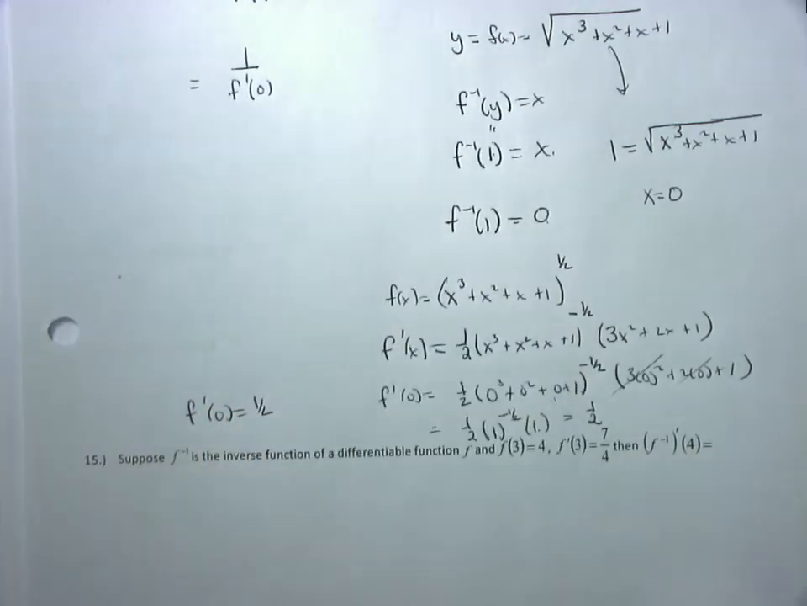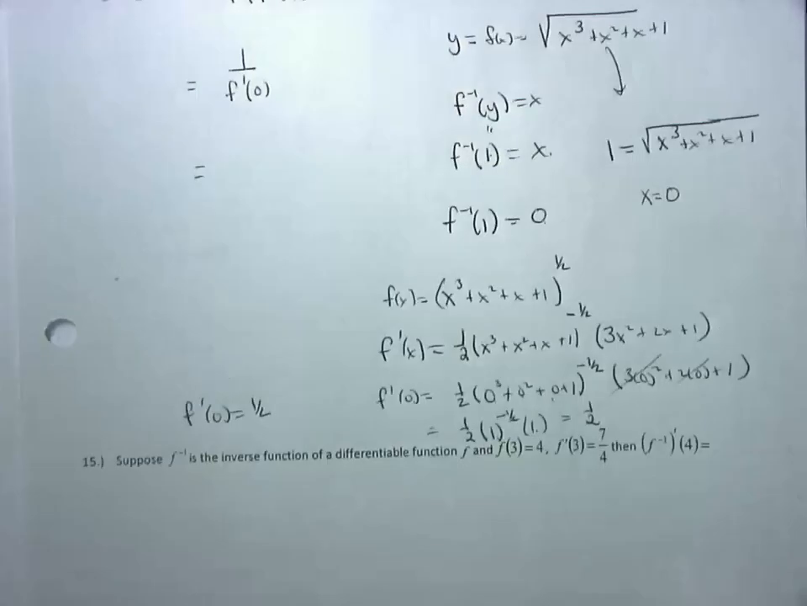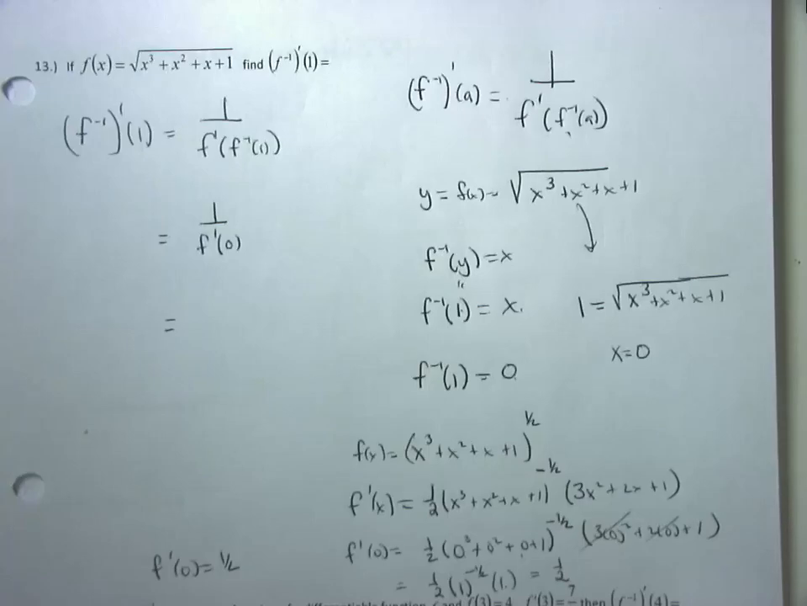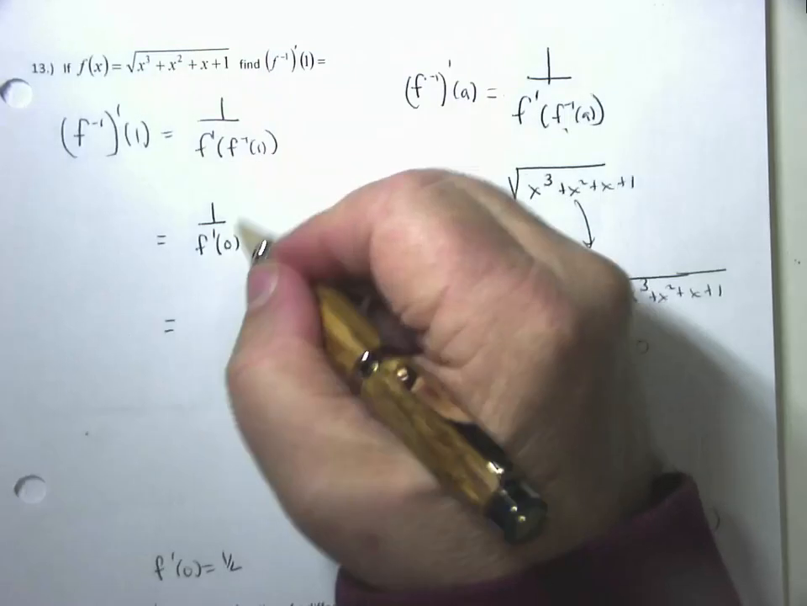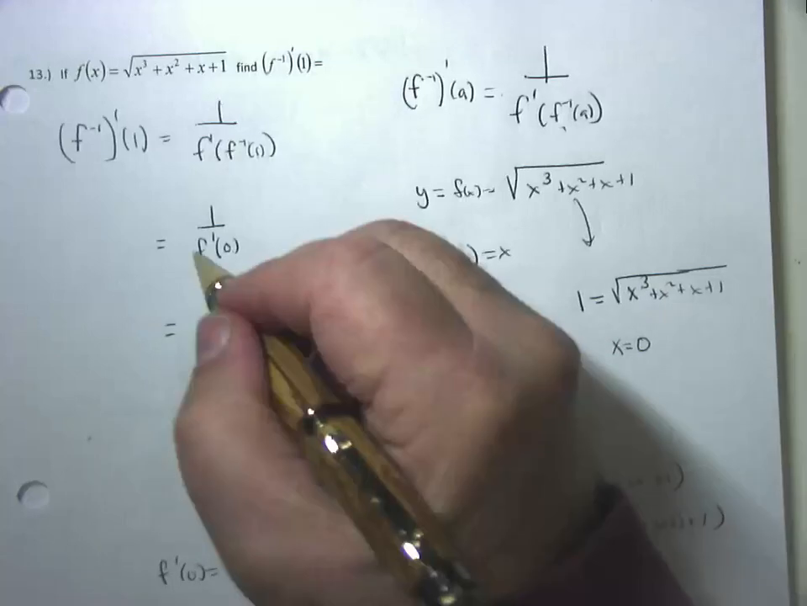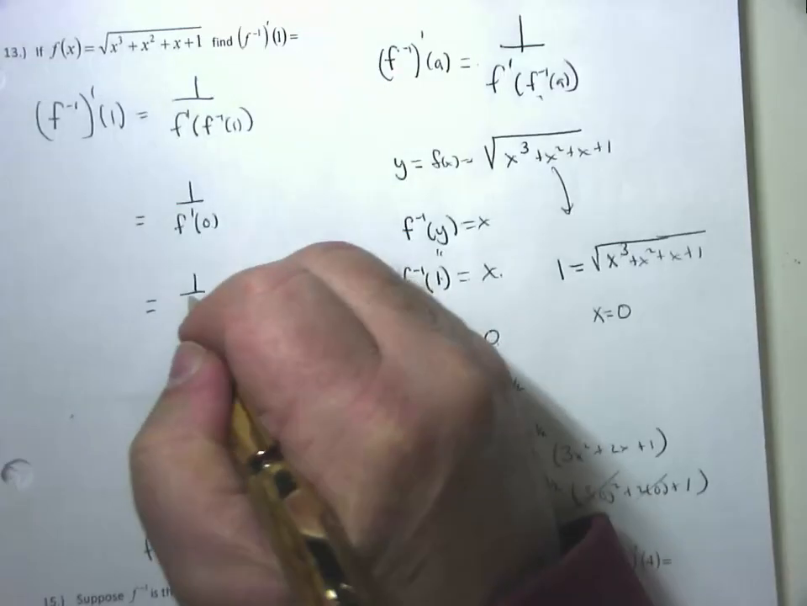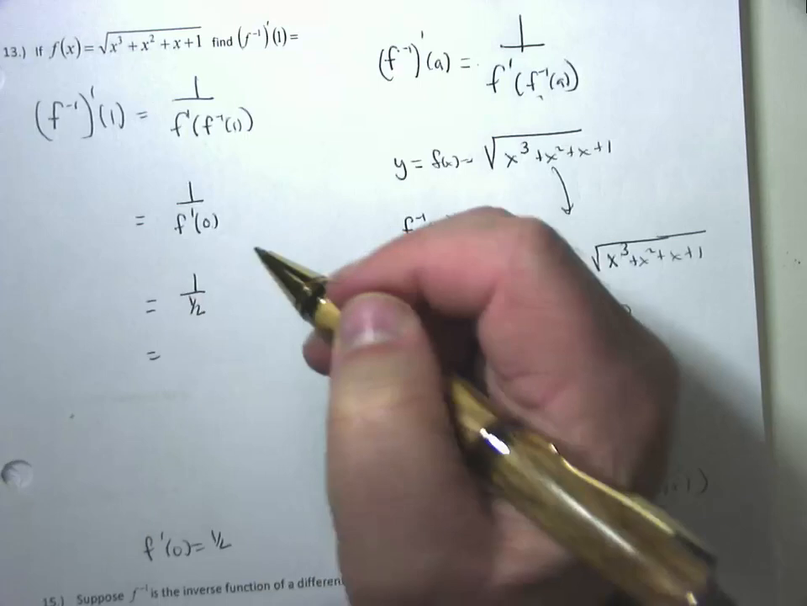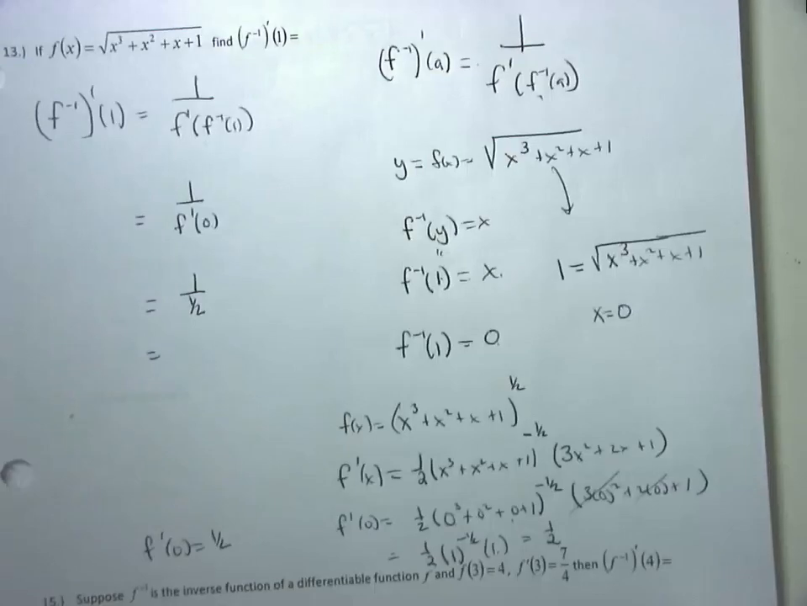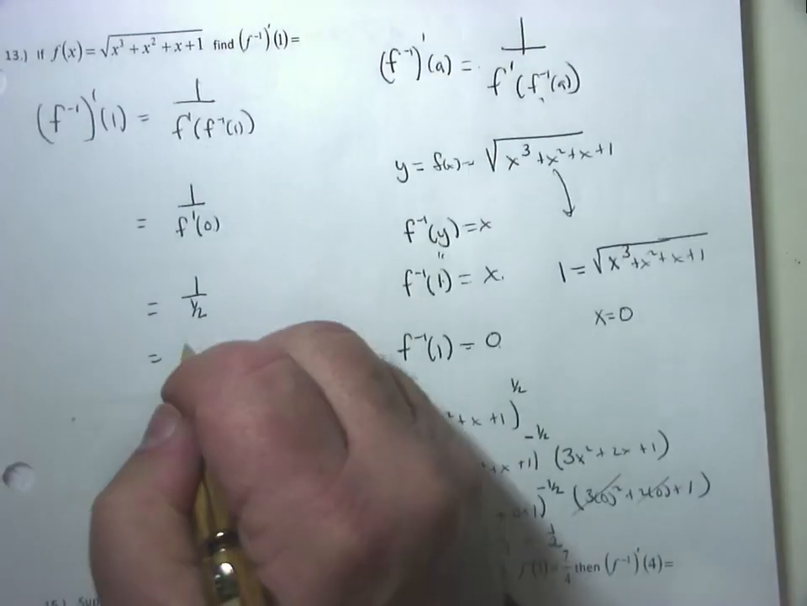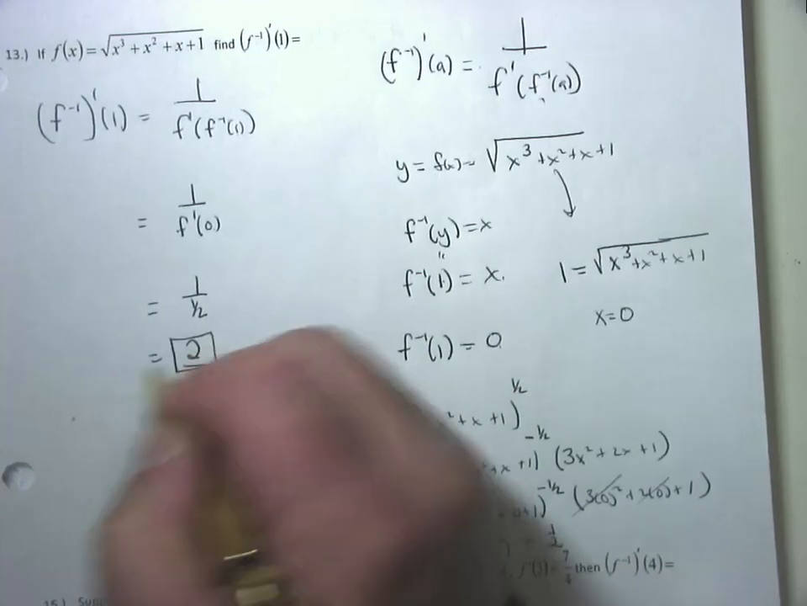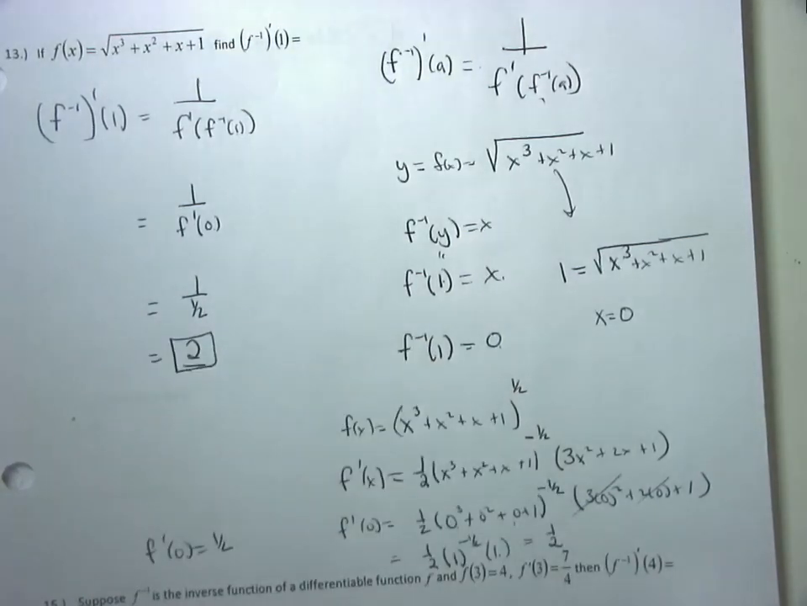Who cares? You do. What was the question? Oh yeah, the question was, what is f inverse prime of 1? By definition, by the formula we have memorized, that's 1 over f prime of f inverse of 1. f inverse of 1 was 0 when we calculated it out, and f prime of 0 equals 1/2, so this is 1 over 1/2. And what do you do when you divide by a fraction? Invert and multiply, so the answer is 2. There's the answer. f inverse prime of 1 is equal to 2.